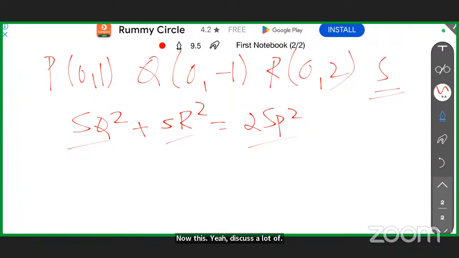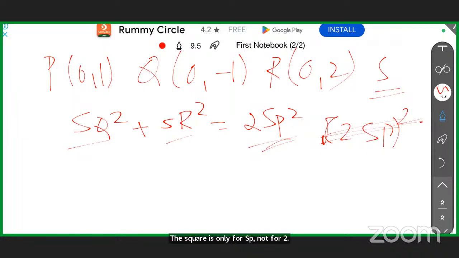Yes, I had a doubt. Here 2SP square now. Is it square for the whole 2SP or only SP square? No, only SP square. If that were the case, I would write 2SP whole square. I think you had forgotten, that's why I asked. It's only 2SP square. The square is only for SP, not for 2.